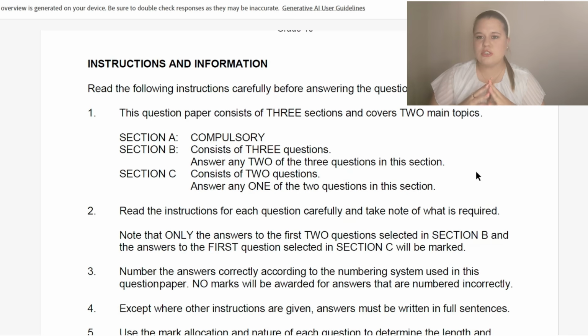If you are going to answer questions 2, 3, and 4 in Section B, the person marking your paper is only going to mark your first 2 questions, meaning they're going to mark question 2 and question 3. Now you may ask, what if you did better in question 4? That doesn't matter. It is in the marking guidelines that you need to mark the first 2 questions only.